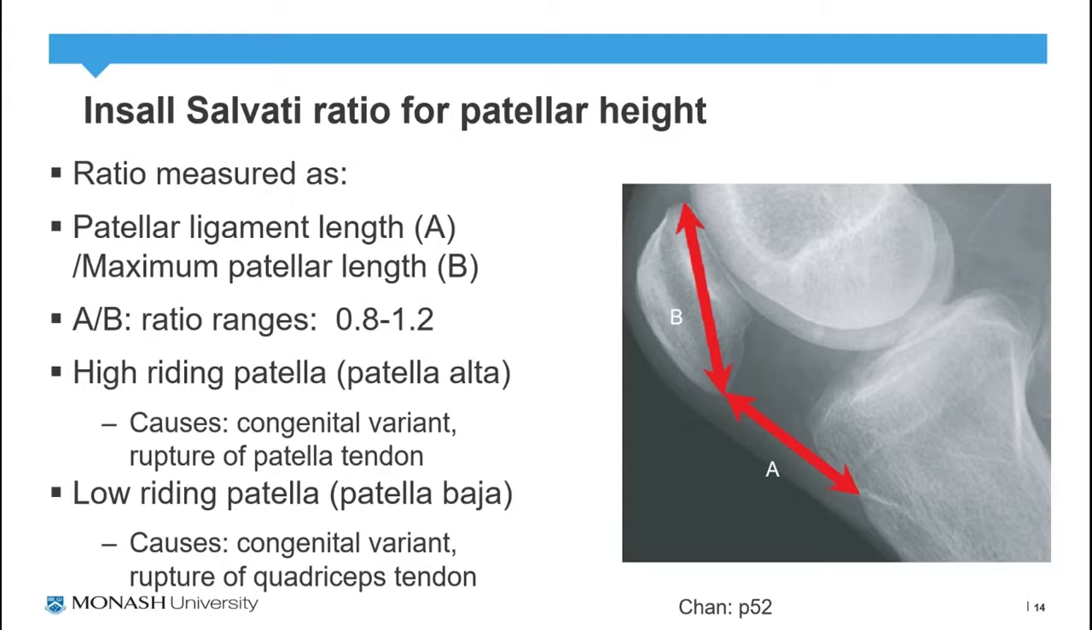A high riding patella, which is called a patella alta, can be caused by a rupture of the patellar tendon, or it could also be caused by a congenital variant. A low riding patella, which is the patella baja, can be caused again by a congenital variant, but a low riding patella with trauma is due to the rupture of a quadriceps tendon.